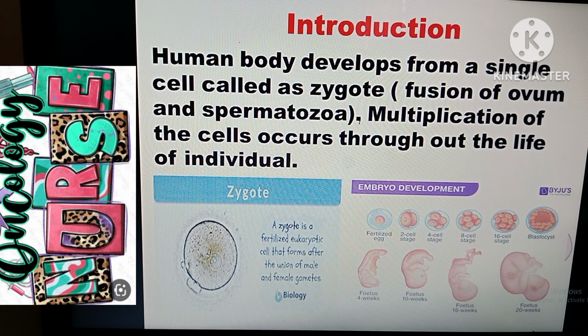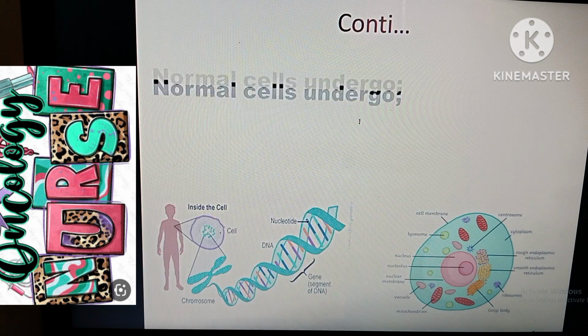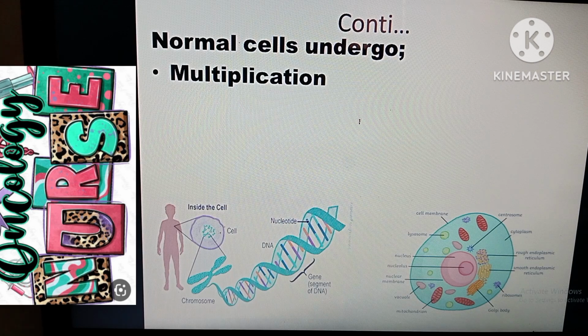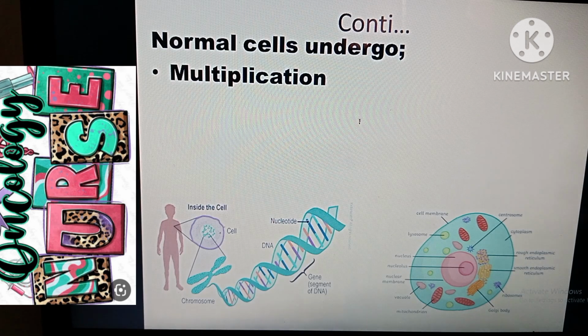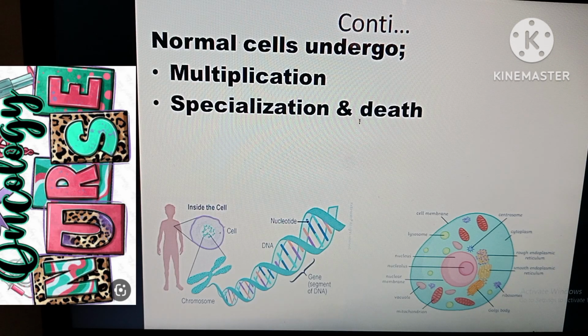So what is the normal mechanism of these cells? A normal cell always undergoes multiplication. The 2 will become 4, 4 will become 8, 8 will become 16. Once it reaches a particular matured size, specialization occurs. Every cell in our body has a purpose, and it will fulfill its purpose. After finishing its purpose, it has a lifespan, and death will occur and regeneration, reformation of cells, will take place.